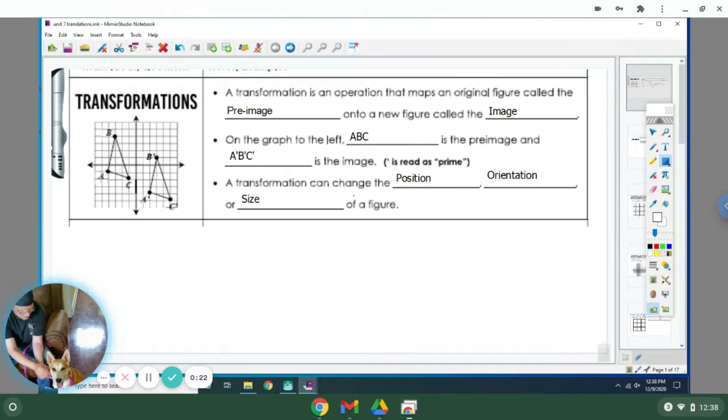On the graph to the left, triangle ABC is the pre-image, basically the original, and then A prime, B prime, C prime is the image. That slash means prime. Basically, it's indicating that's the new image. A transformation changes the position, orientation, or size of a figure. Today we're just changing the position of it.